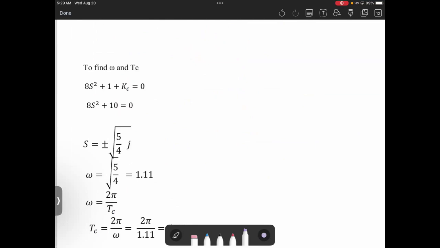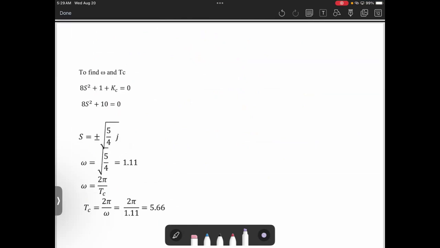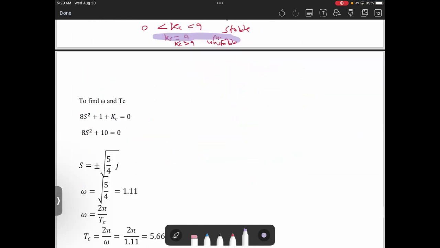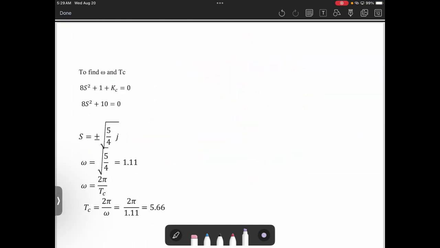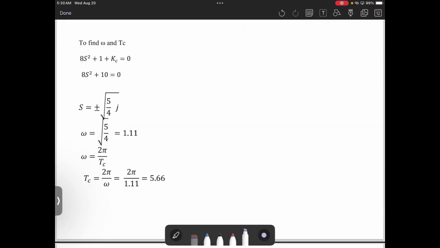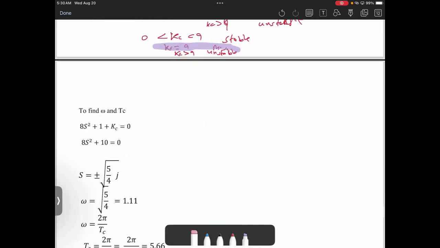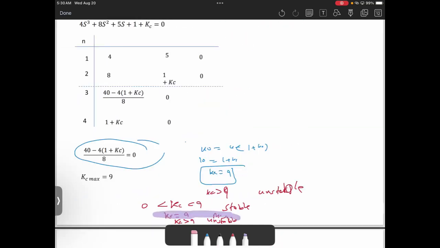Here we have 8s squared plus 1 plus Kc. Let me see, where is it? Then 8s squared plus 10 equals 0. Therefore, we will calculate and try to find s. But where did we bring 8s squared plus 1 plus Kc from?